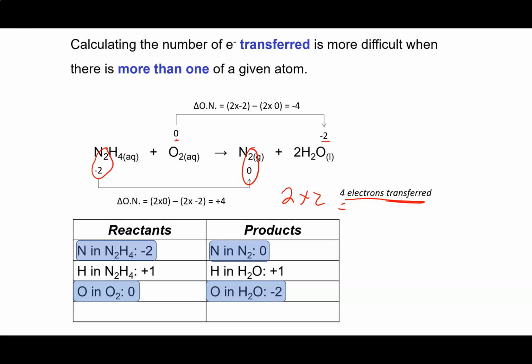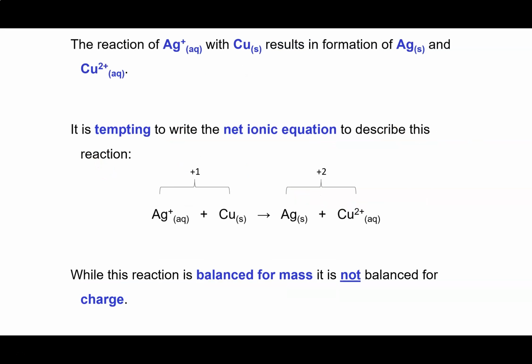Does it work when we go the other way around? We've got a change of 2 and 2 atoms that are undergoing that change. So 2 times 2, again, 4 electrons being transferred. So you just got to keep an eye on everything and make sure you understand what's going on.